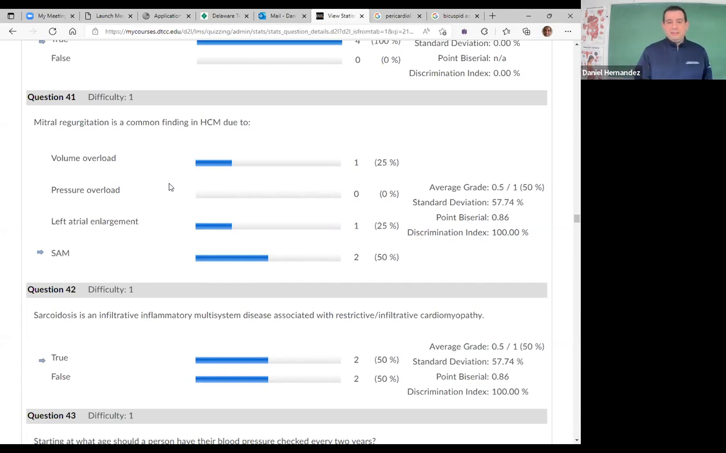If this had said dilated cardiomyopathy, then that could be due to dilatation of the chambers that will result in mitral regurg.